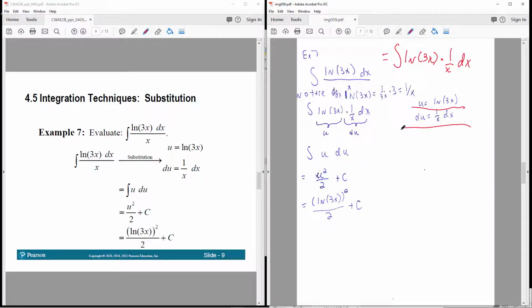So I can rewrite that as u squared over 2 plus c. And then I can plug back in and integrate it. Plug it back in, end up with ln of 3x quantity squared over 2 plus c, my final answer.